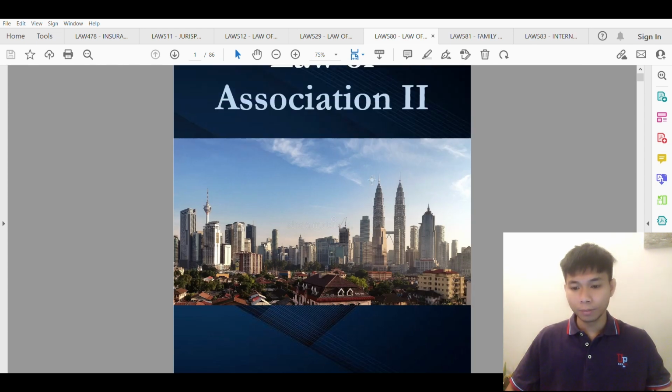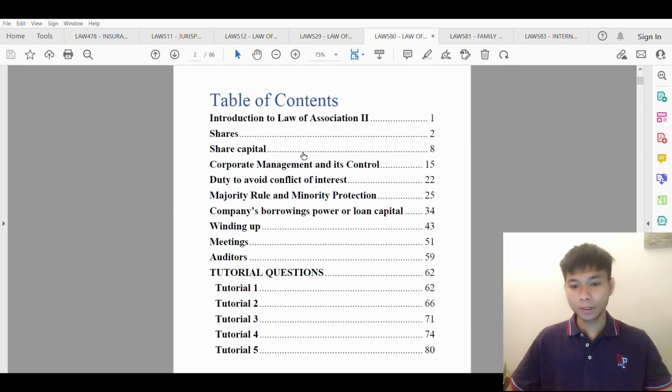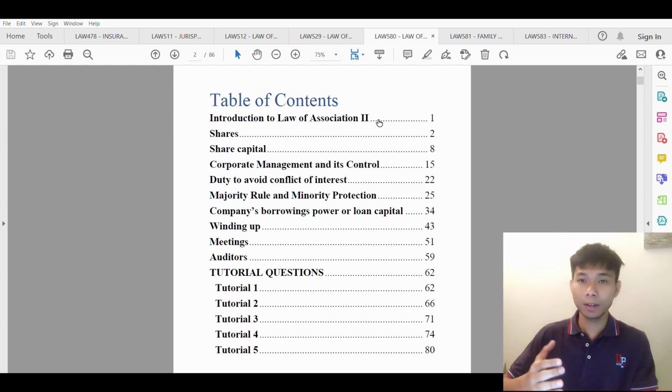So here are the table of contents. We have shares and share capital. It's whereby it's an intangible property or asset which is given to the shareholders, so they have the powers or rights within the company, such as convening at a meeting, going for a vote, and having a say about the affairs of the company.